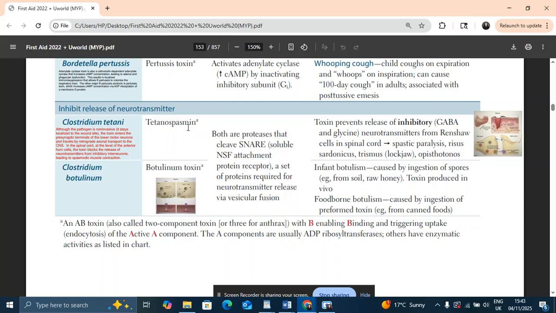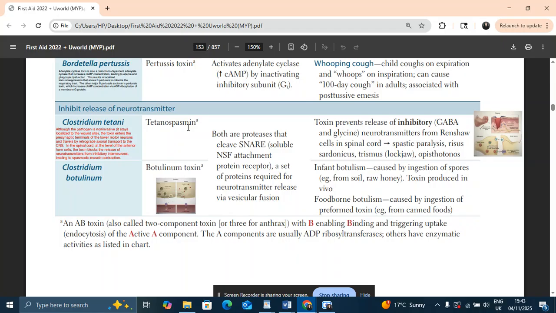And so Clostridium tetani is a non-invasive pathogen. We get tetanus through a puncture wound. Any nail can puncture your skin. So Clostridium tetani is a non-invasive pathogen. It stays localized at the wound site.